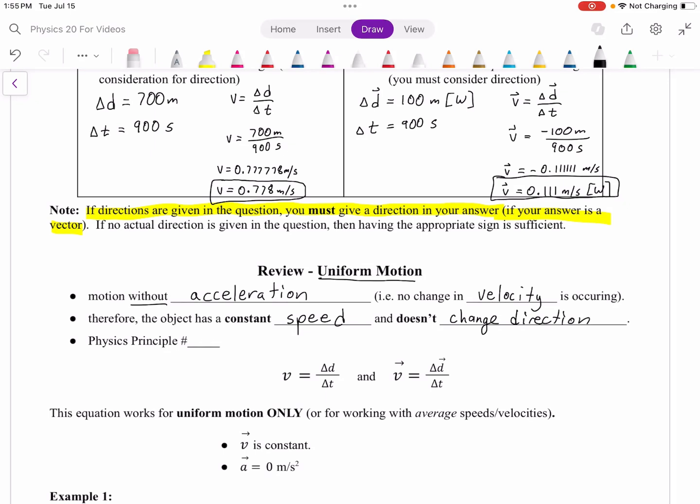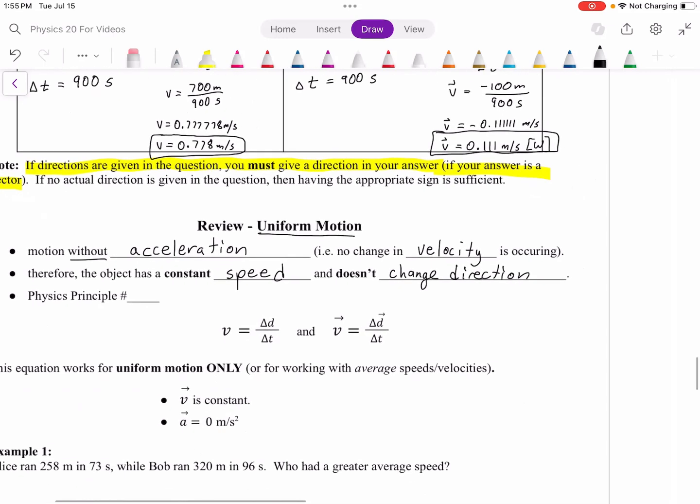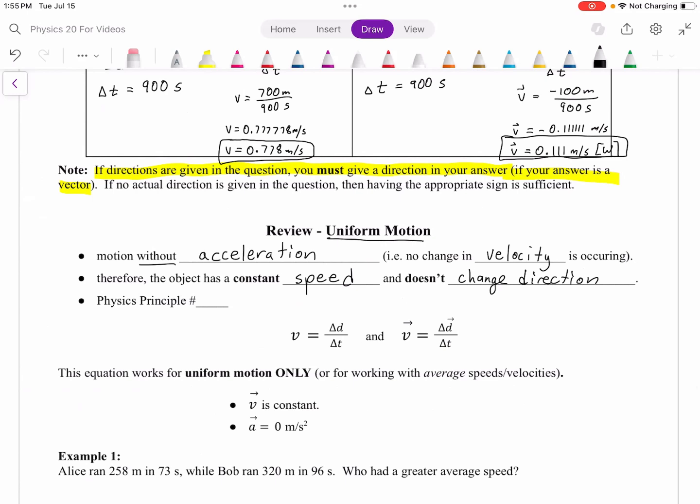If you got faster or slower, or you changed the direction you were traveling, either way, that's a change in your velocity because direction is important for velocity. So uniform motion is just going straight at a constant speed without changing directions in a straight line, for the entire time. Okay, so I'll introduce you to something here too as well.